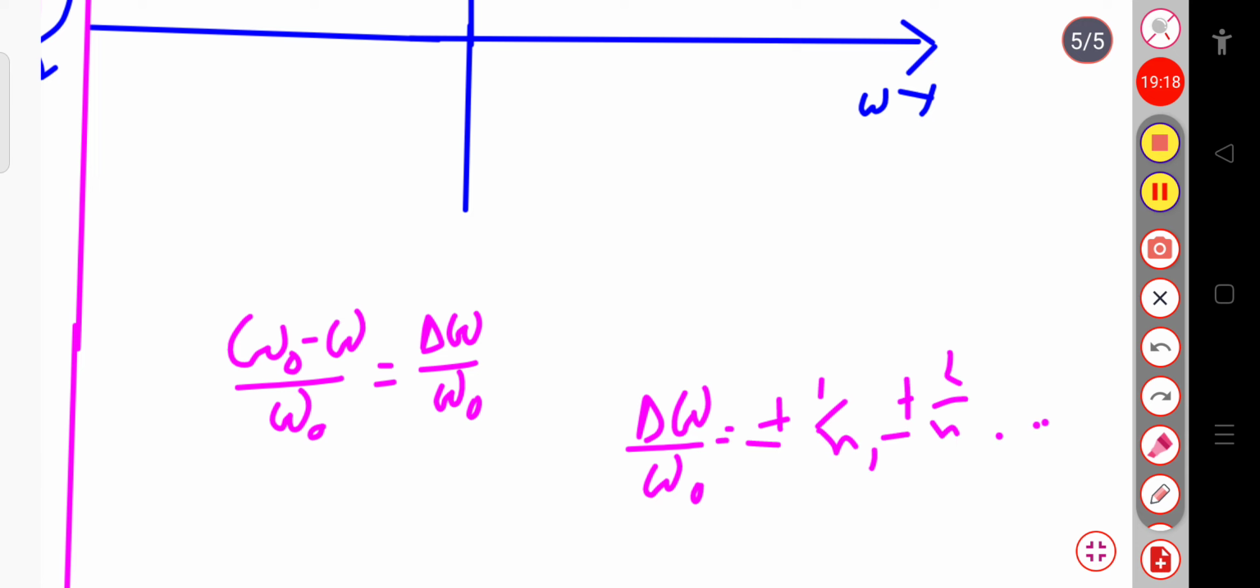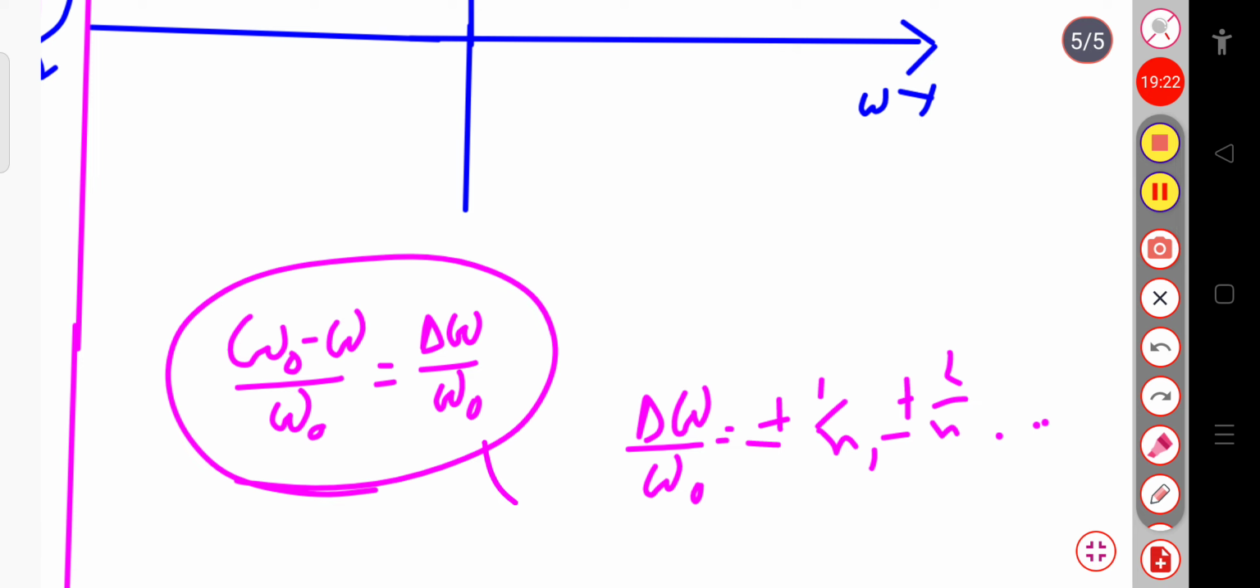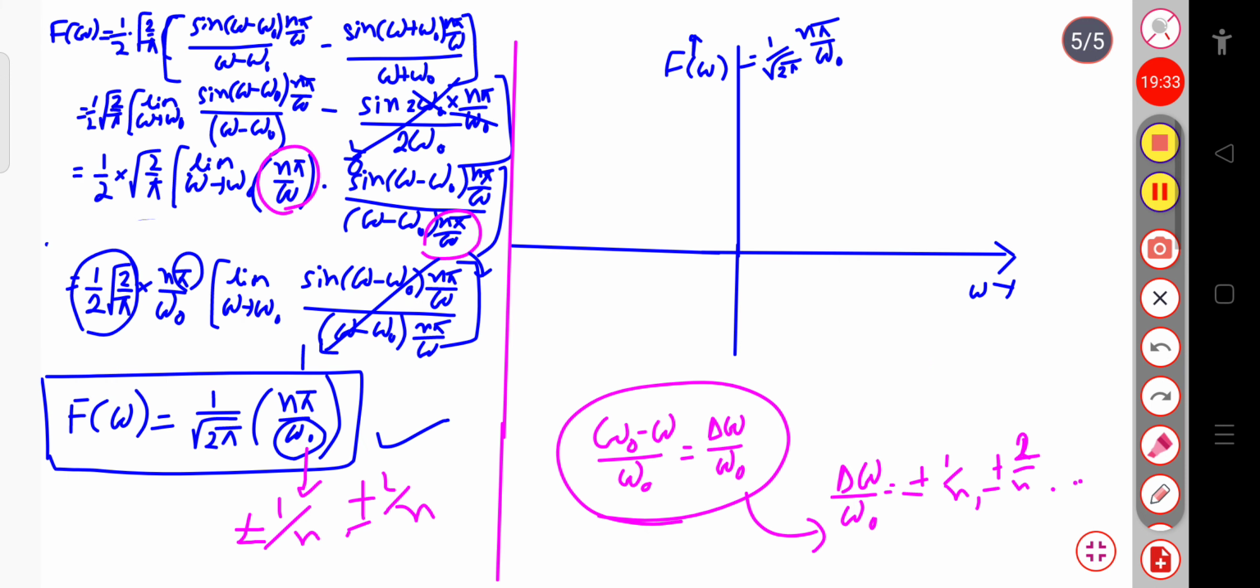So this will exist only if this delta omega by omega naught value is plus or minus 1 by n, plus or minus 2 by n and so on, so that this f of omega will now behave like a Dirac delta function. So let me represent this.